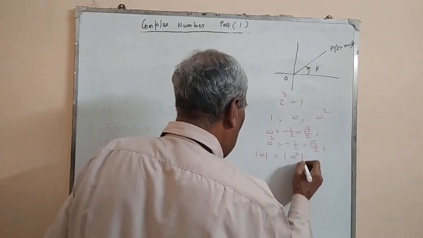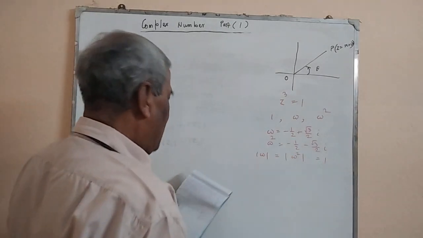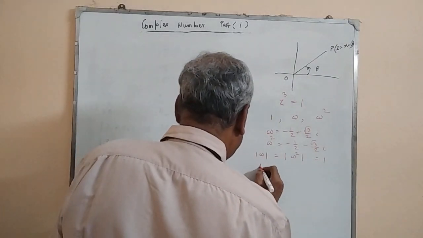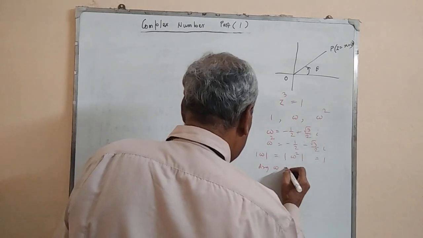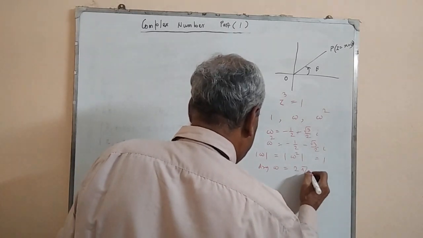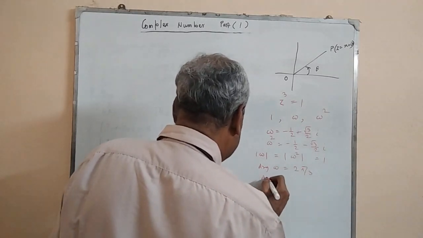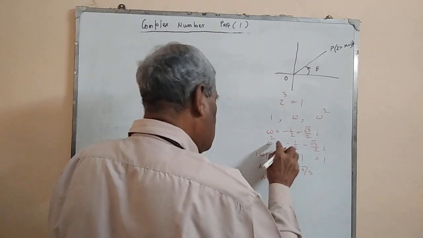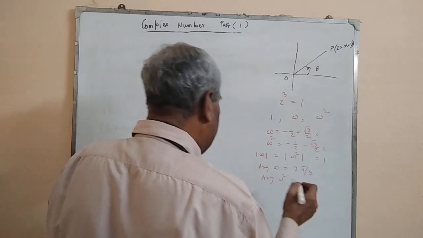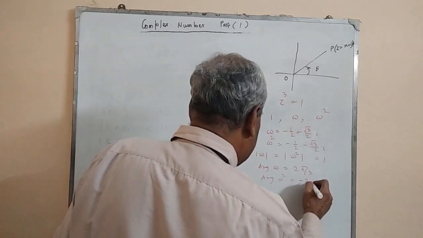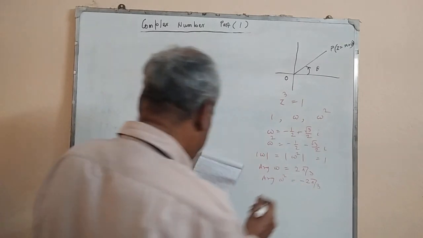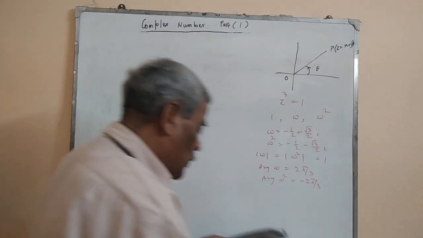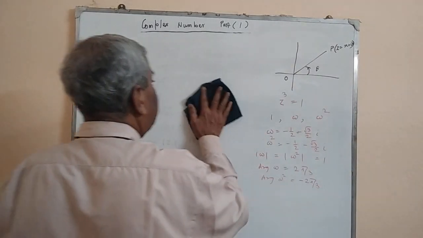Modulus of omega and omega square are all 1. Then the argument of omega is 2 pi by 3, and the argument of omega square, it is the conjugate of that, so it must be minus 2 pi by 3.